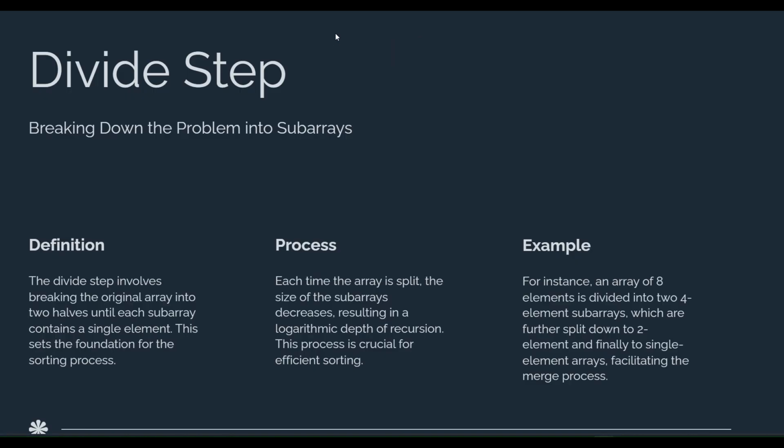Divide step, breaking down the problem into subarrays. Definition: the divide step involves breaking the original array into two halves until each subarray contains a single element. This sets a foundation for the sorting process. Each time the array is split, the size of the subarray decreases, resulting in a logarithmic depth of recursion. This process is crucial for efficient sorting.